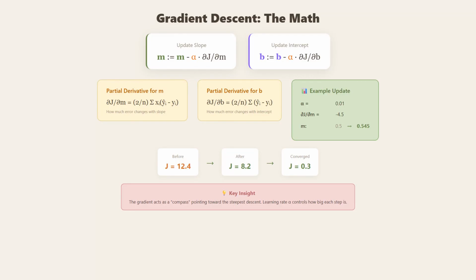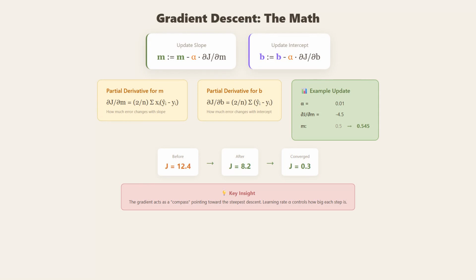For the slope, m, the partial derivative works out to 2 over n times the sum of x sub i times the difference between predicted and actual values. For the intercept, b, it's simply 2 over n times the sum of prediction errors.